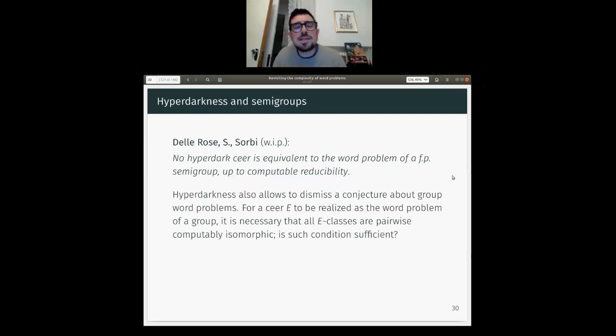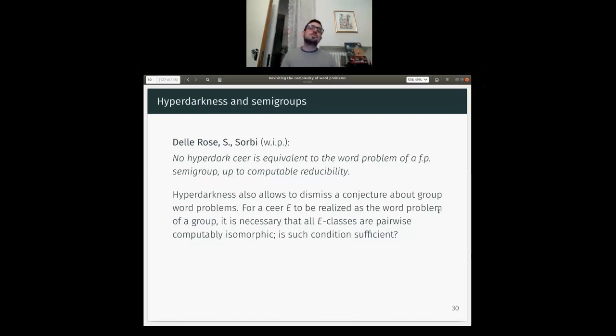Now, it is also quite interesting to notice that hyperdarkness allows us to dismiss a conjecture one might have about the complexity of word problems for groups. So the idea is that a sphere E is realized. We should all know that for a sphere E to be realized as the word problem of a group, you must have the property that all the equivalence classes are pairwise computably isomorphic.